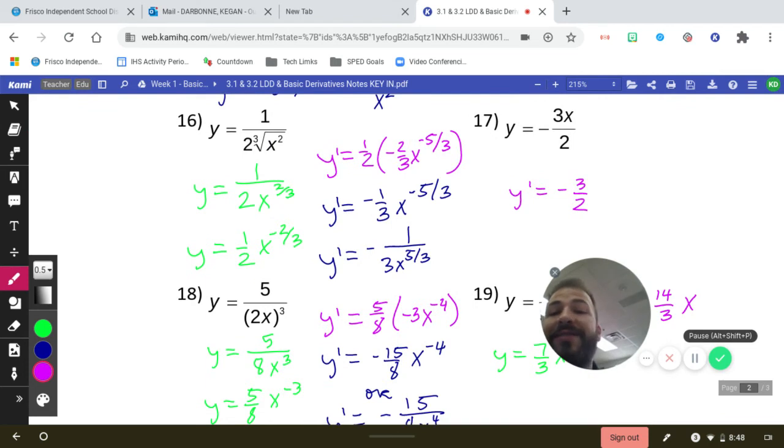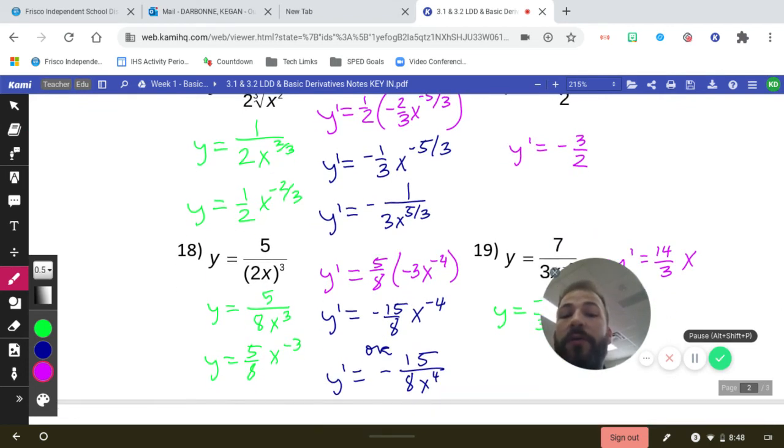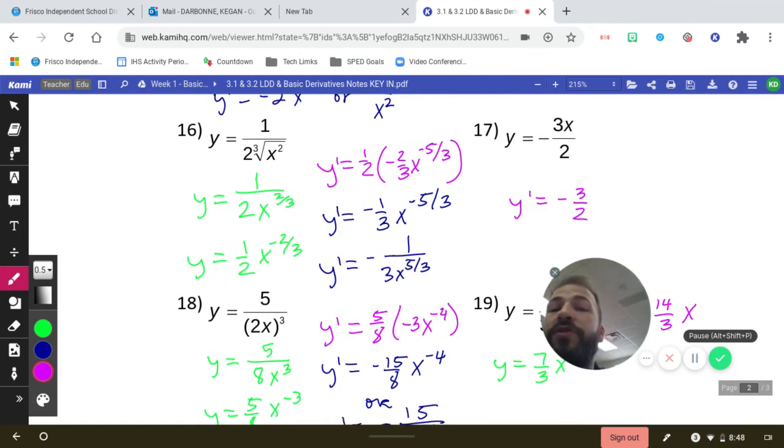Over here on 16, okay, this is probably the hardest one that I left for you to do on your own. Okay, we have 1 over 2 times the cube root of x squared. So we can change that cube root of x squared into x to the 2/3. The 2 stays on top. The 1/3 of the cubed root goes to the bottom. So we have 1 over 2x to the 2/3. Then I can move that x to the 2/3 up to the top, and we get 1/2 x to the negative 2/3. Then that negative 2/3 moves down.